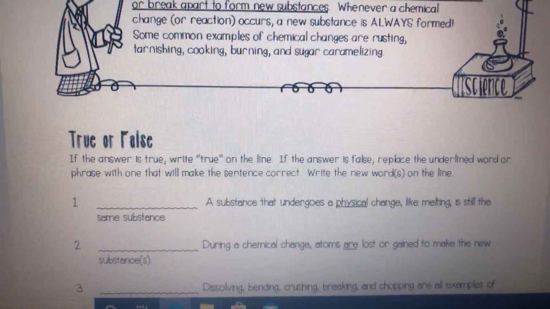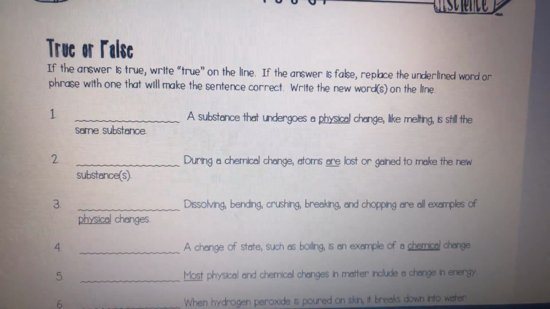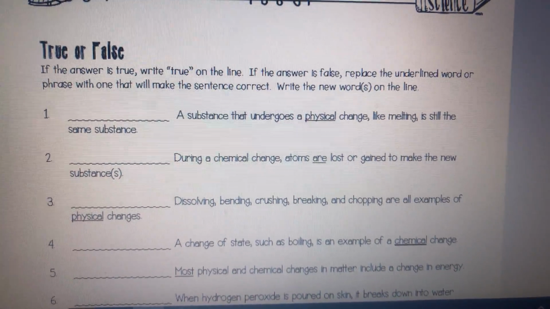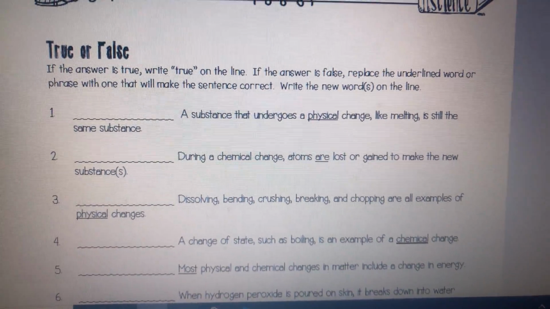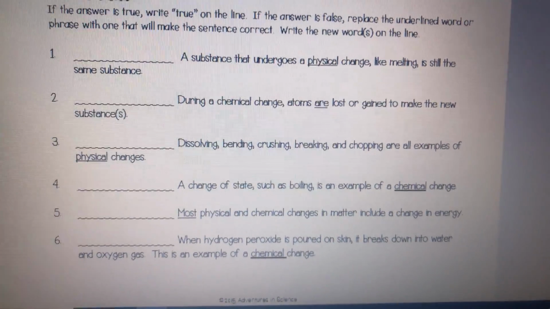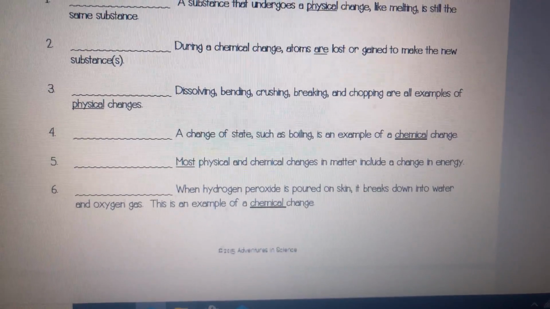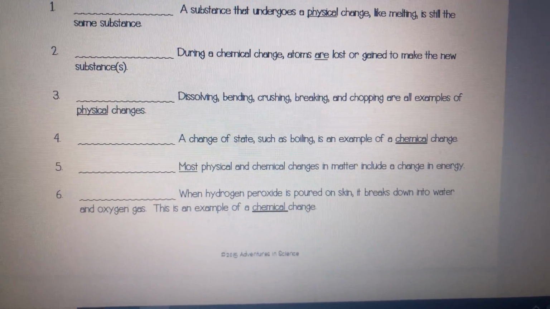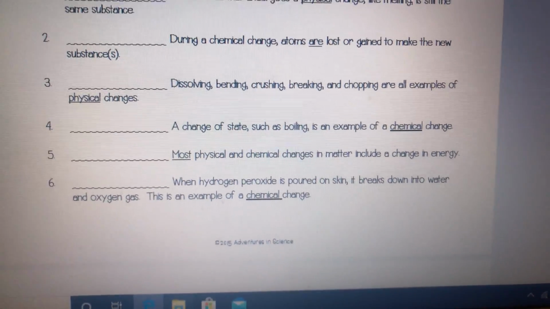Let's answer some true or false questions to give you an idea of some of the things we're talking about. A substance that undergoes a physical change, like melting, is still the same substance. True or false? Yep, it's true. During a chemical change, atoms are lost or gained to make new substances. Yep, that's true too. Number 3, dissolving, bending, crushing, breaking, and chopping are all examples of physical change. Yep, that's true too. We have 3 trues in a row, so this one's got to be false, right?